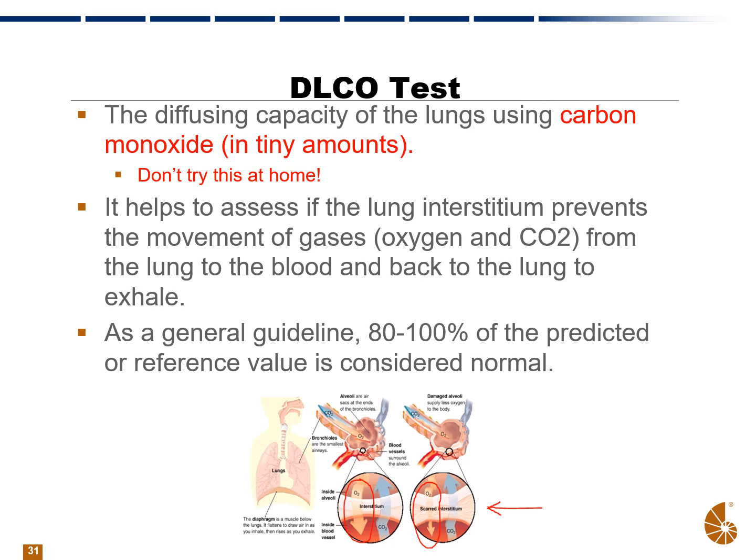I also wanted to mention the DLCO test. And you may see this on somebody that's possibly thought to have restrictive lung disease. It's the diffusing capacity of the lungs. To do that test, you actually use carbon monoxide in tiny amounts, and don't try this at home. And that test is used to determine how fast gas can pass through that interstitium that we talked about. And the reason carbon monoxide is used, it has the qualities that are useful in determining how fast things can cross the interstitium.